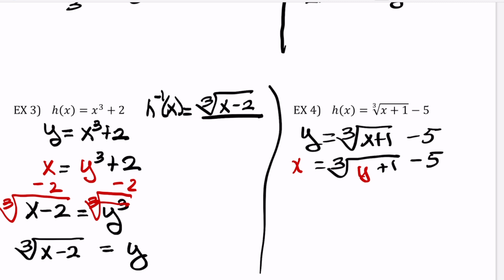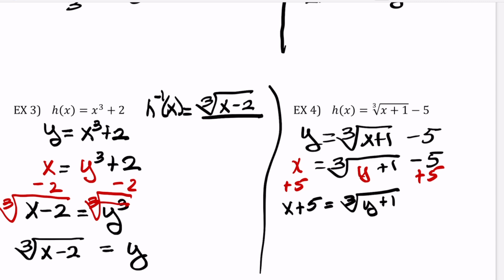minus 5. So eventually we're going to have to get rid of this third root, but notice that this minus 5 is not underneath the root, so the first thing we can do is get rid of this minus 5 by adding 5 to both sides of this equation. We can only do that because that 5 is not part of the cube root. So we can add 5 to both sides, but notice this plus 1 is underneath the cube root. So I've got to get rid of the cube root first before I can get rid of that plus 1.